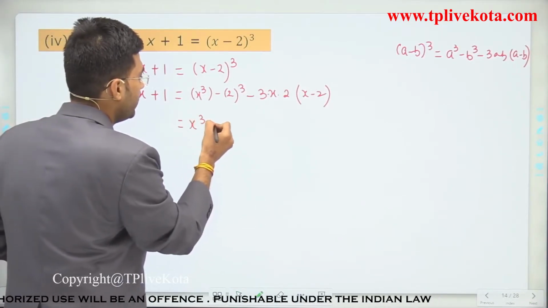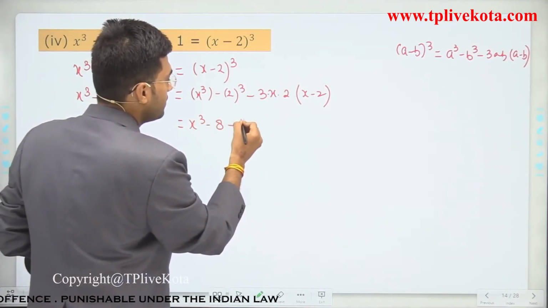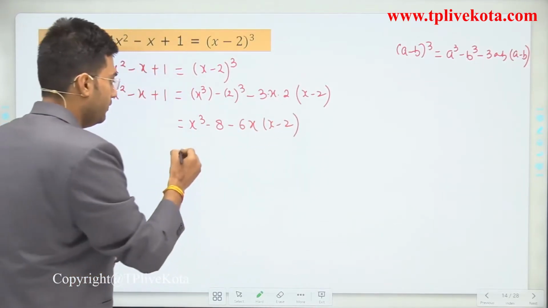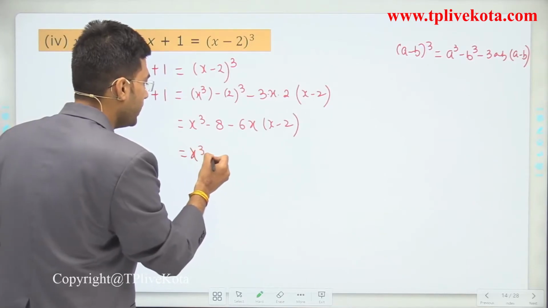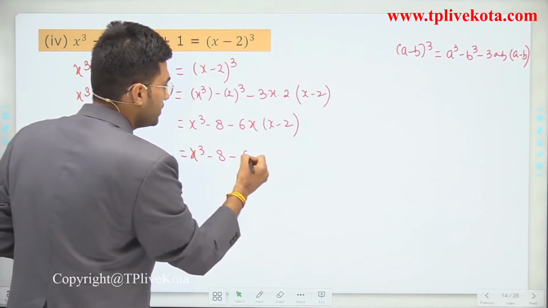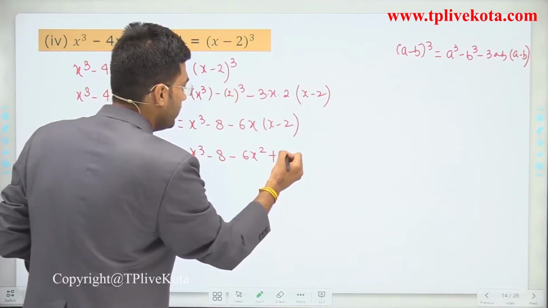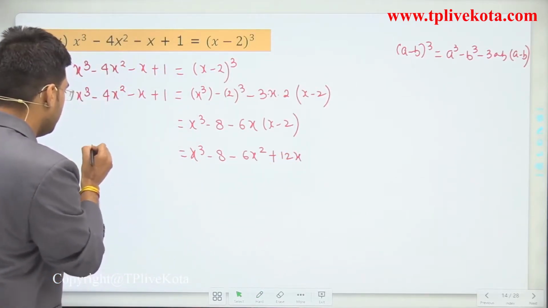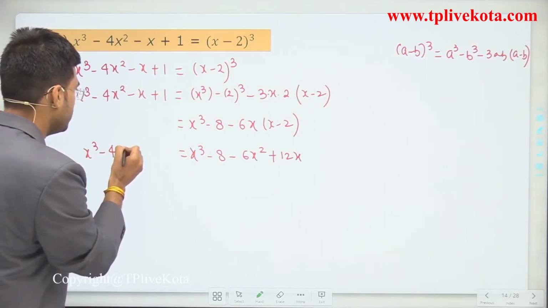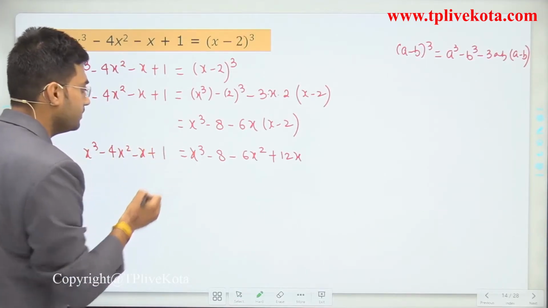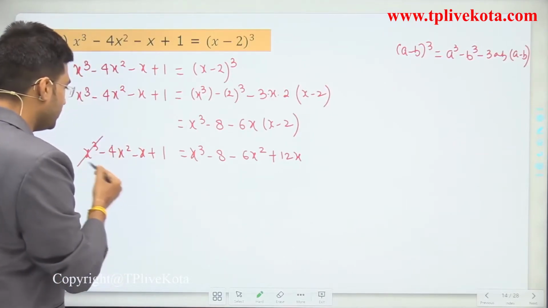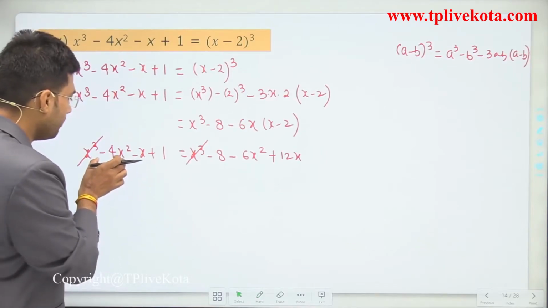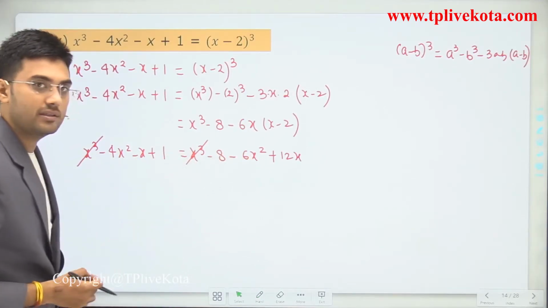x cube minus 8 minus 6x multiplied by x minus 2, or we can write it as x cube minus 8 minus 6x square plus 12x. Clear? Now it is equal to x cube minus 4x square minus x plus 1. Clear? And this x cube and x cube are cancelled out, and here we have minus 4x square and here we have minus 6x square.